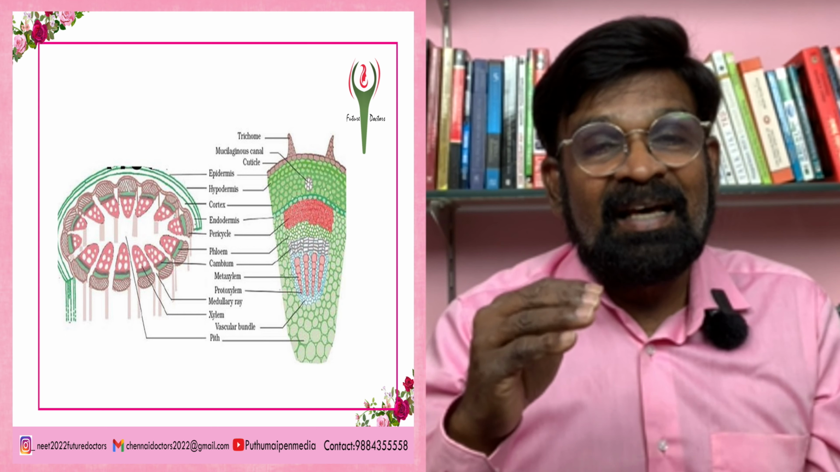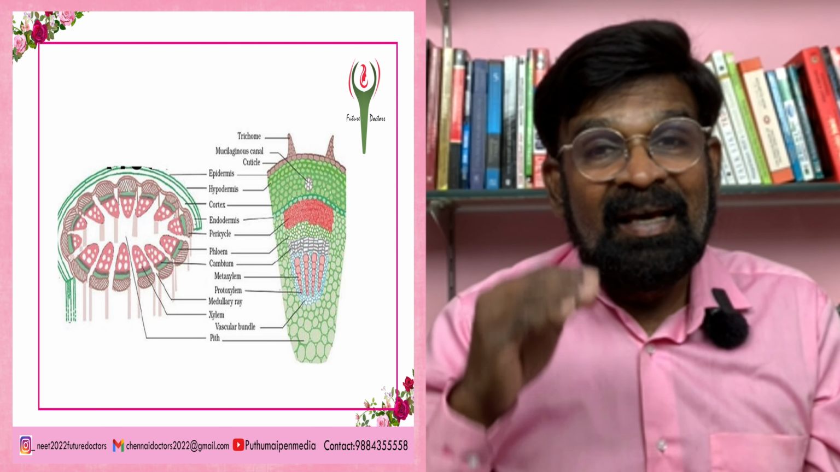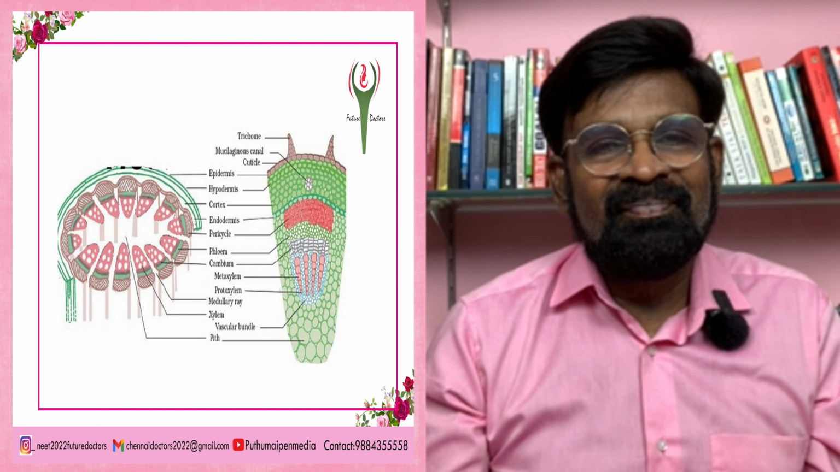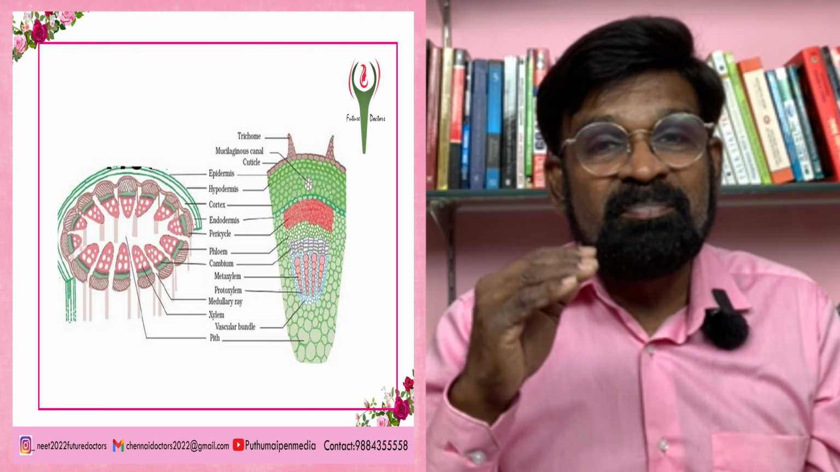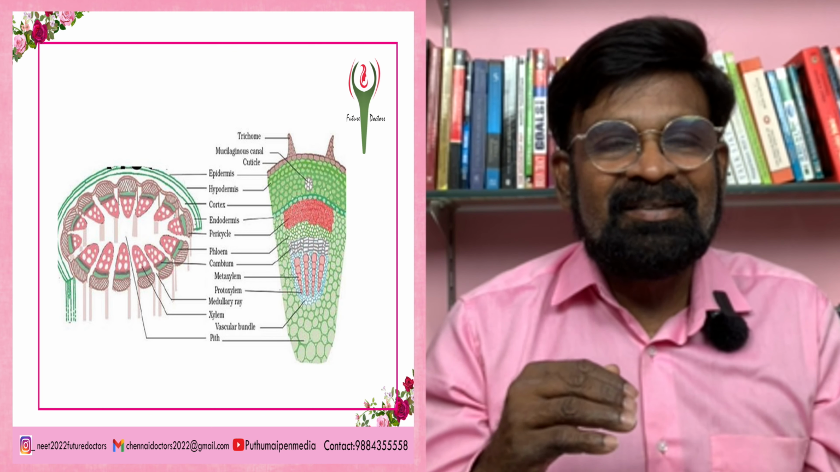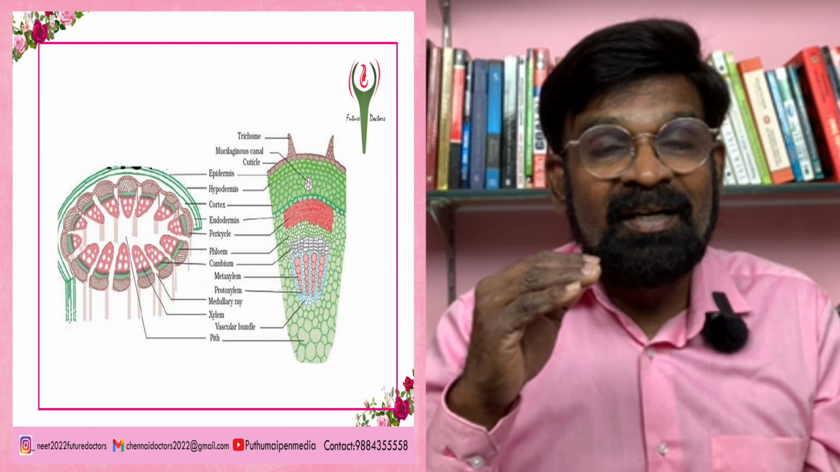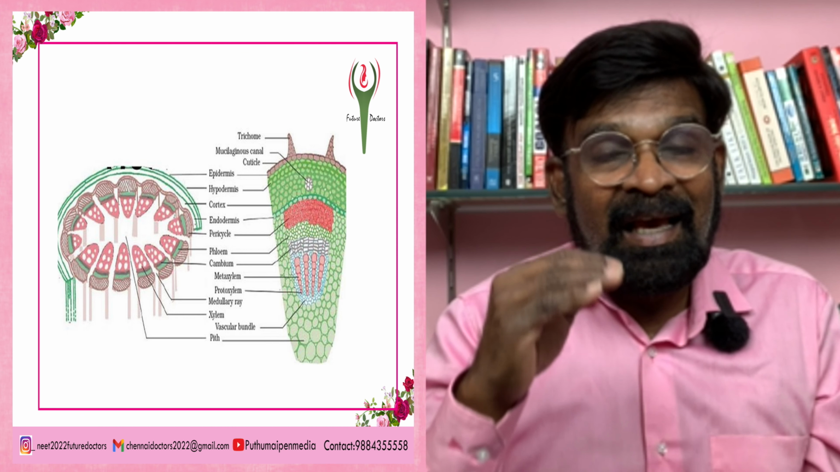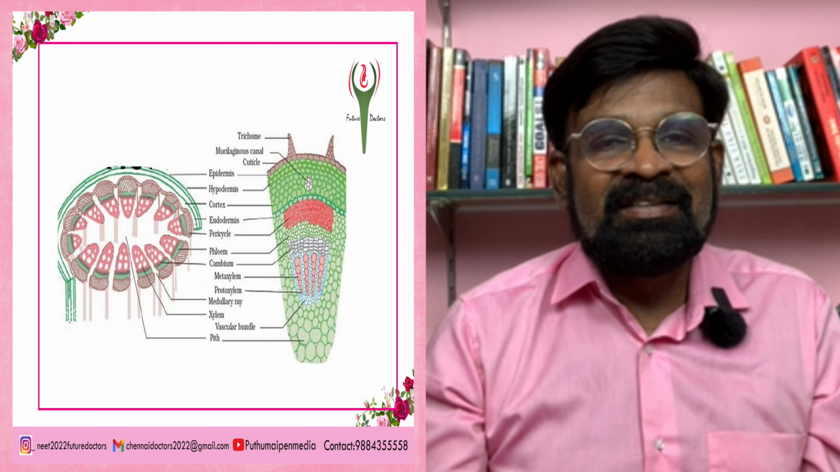The cortex lies between epidermis and endodermis. It consists of parenchyma, collenchyma and sclerenchyma. Cortical cells may develop chloroplast and become photosynthetic. The cortex helps in performing vital functions such as storage.